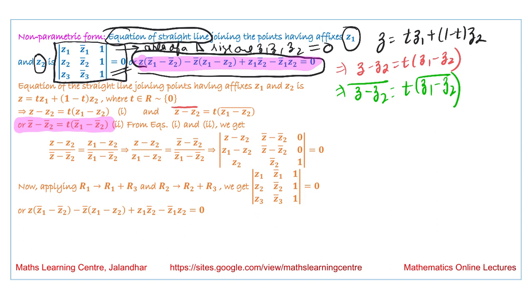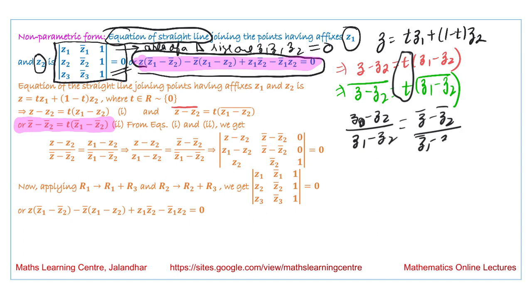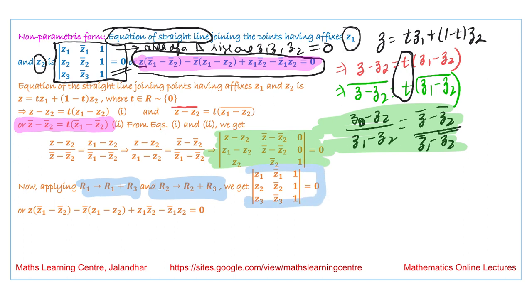So, if we write the value of T from both these equations and equate that value, we obtain that Z minus Z2 over Z1 minus Z2 is equal to Z bar minus Z2 bar divided by Z1 bar minus Z2 bar. And this equation can be written in the determinant form in this way. On this determinant, if we apply the operations row 1 goes to row 1 plus row 3 and row 2 goes to row 2 plus row 3, we obtain the required determinant that we have over here. So, this will represent the equation of the straight line joining the points Z1 and Z2.